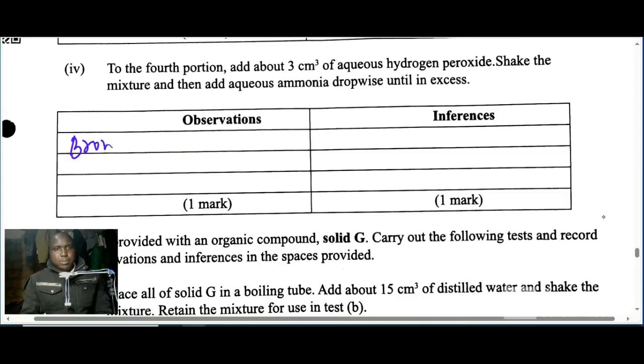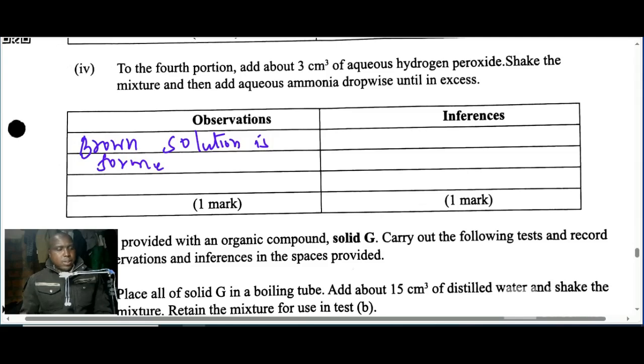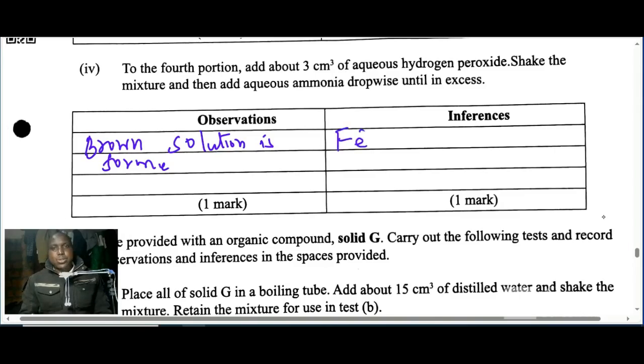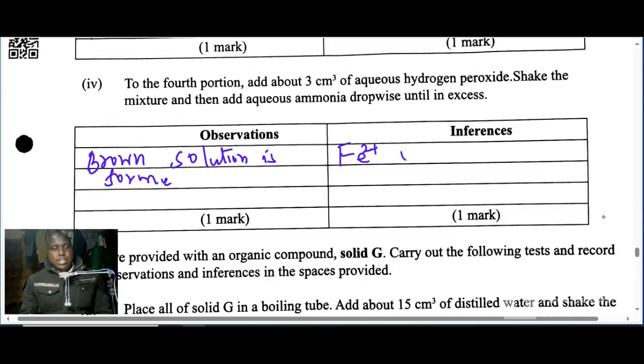So first, a brown solution is formed. If a brown solution is formed, remember what we had initially is green, and now it has formed brown. So it means ion 2 has been oxidized to ion 3. So you simply write ion 2 oxidized to ion 3.